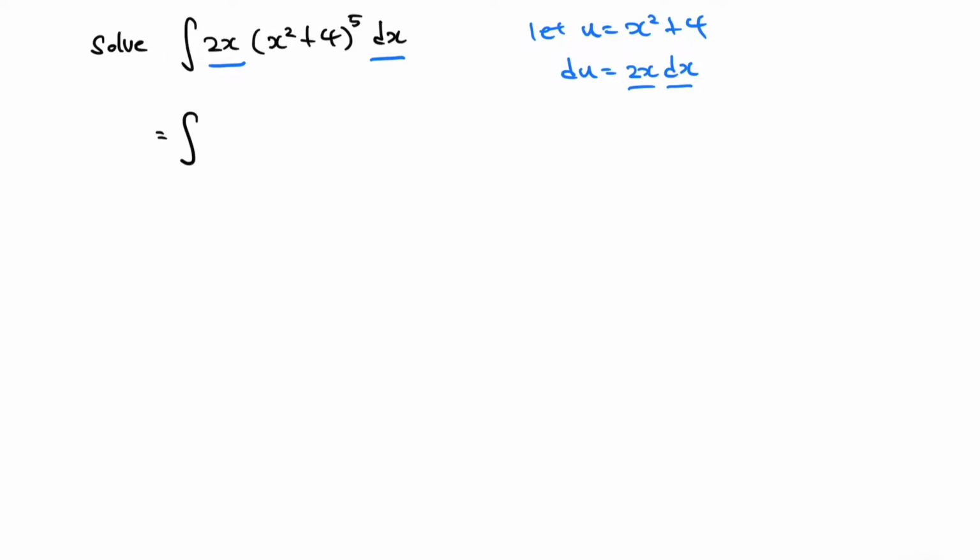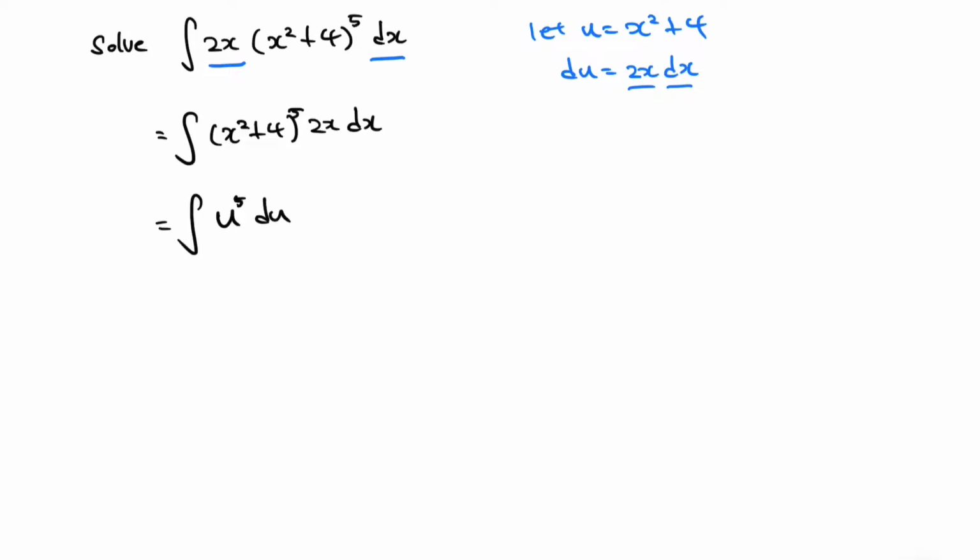Let me rewrite the question so that you can easily see how this substitution will work. (x squared plus 4) to the power of 5 first, and then 2x dx. And I'm going to substitute my u and du: the indefinite integral of u to the power of 5 du. And this is the whole point of substitution. We are changing our integral into something that could be more easily solved.